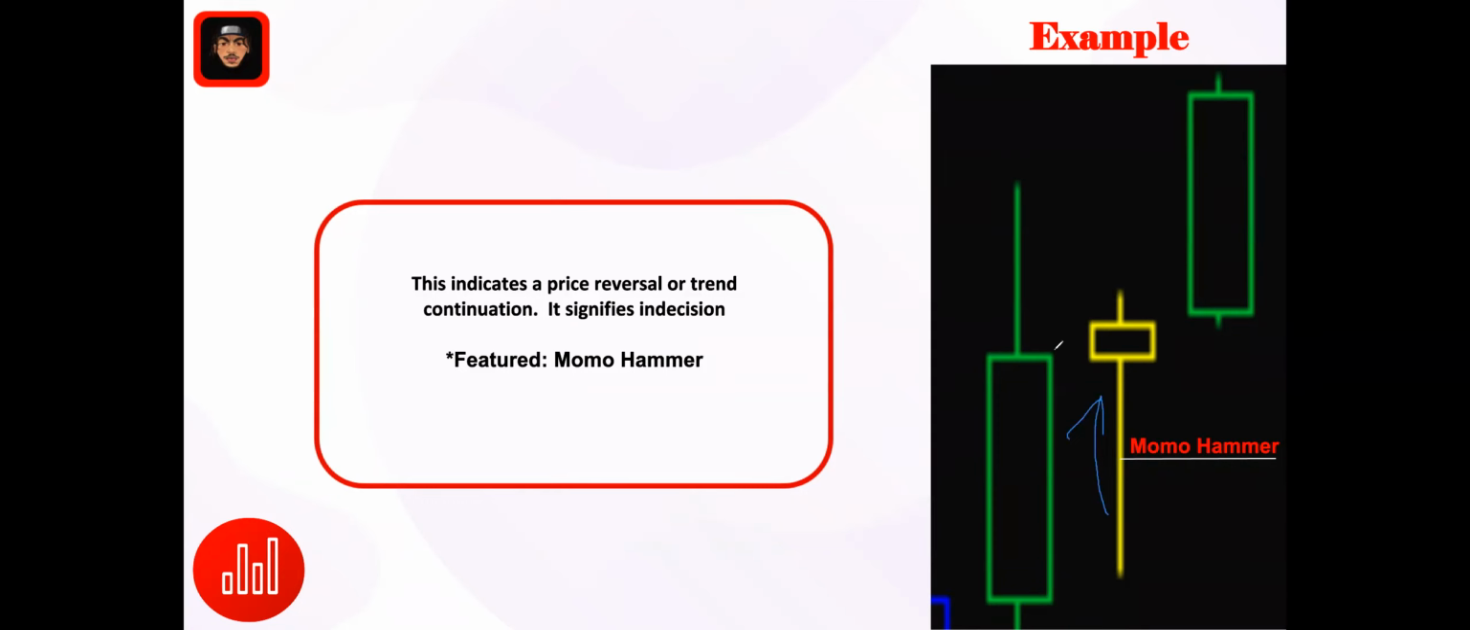And then we go two up. So it's like a 2-1-2 continuation. But again, it happens right around the close. The body ends up being right around the close of that previous two up. That's what makes it a Momo hammer. It's moving in the uptrend. And then the next candle goes two up. We get a nice break to the upside. So let me clear all that out. So that is a Momo hammer.